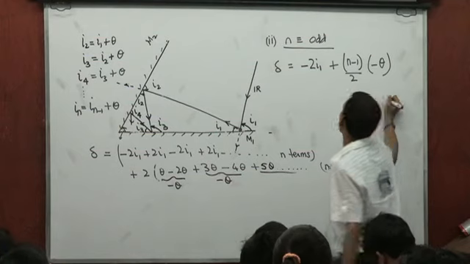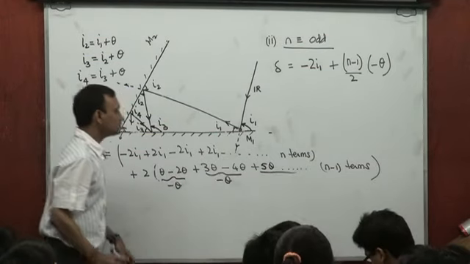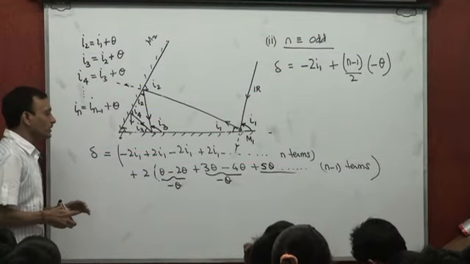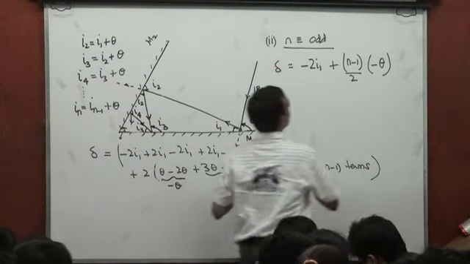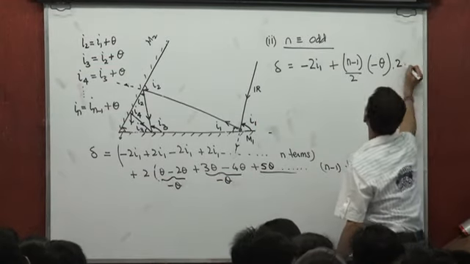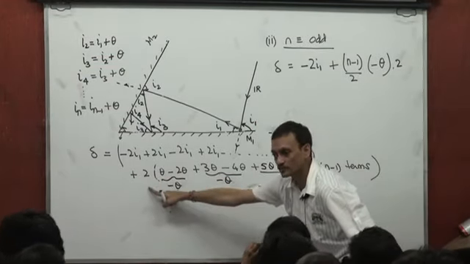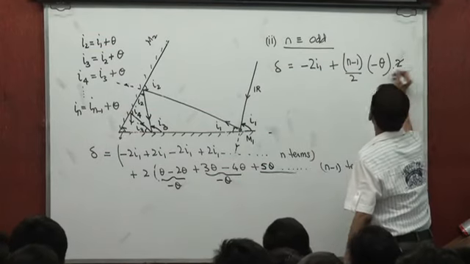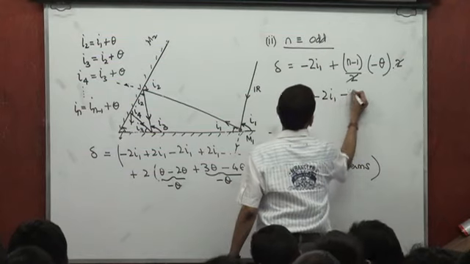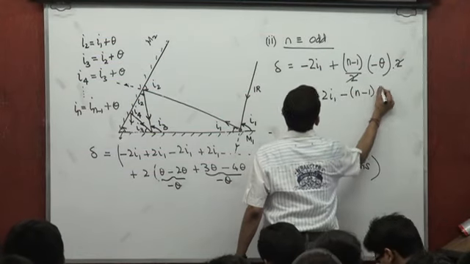Got me? So then, and of course there is a into 2. There is a this 2. I'm so sorry, I missed out this 2. There is a into 2 here. This 2 that was sitting quiet. So then this is like a minus 2i1 minus n minus 1 into theta.